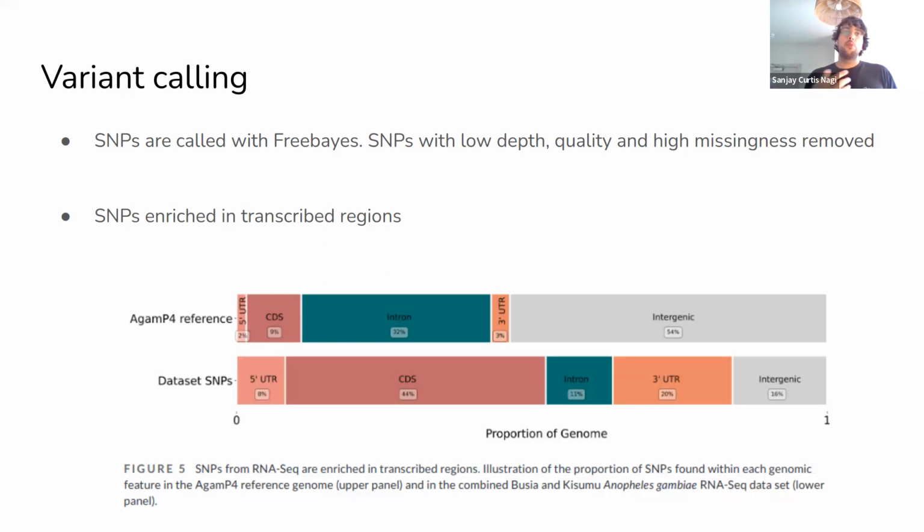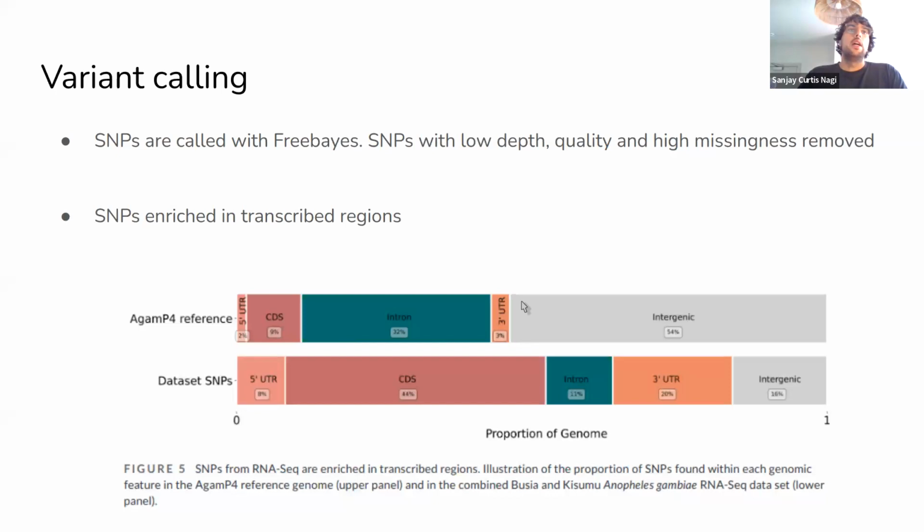And so we perform this on the BUSIA data, and we find that, as you would expect, SNPs are enriched in transcribed regions of the genome. So this diagram here shows essentially the proportion. At the top, we have the proportion of the reference genome that is within each genomic feature. So, for example, we have 54% of the AGAM-P4 reference is intergenic.